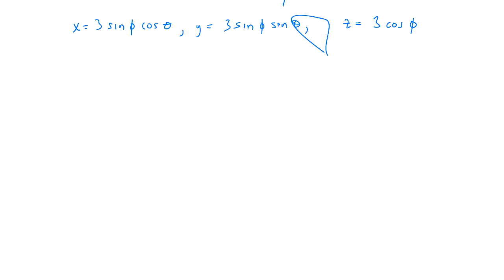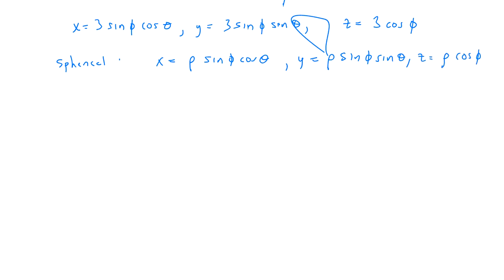So this is what we always have in spherical coordinates. We always have x is equal to rho sine of phi cosine of theta. Y is equal to rho sine of phi sine of theta. Z is equal to rho cosine of phi. So it's just the general spherical coordinates, except since we have a sphere of radius 3, we know rho is equal to 3.